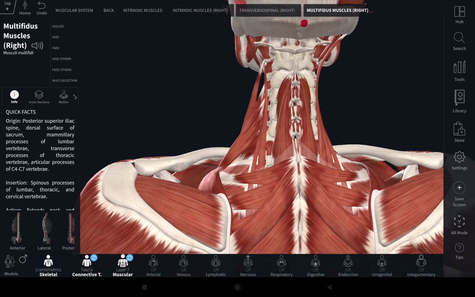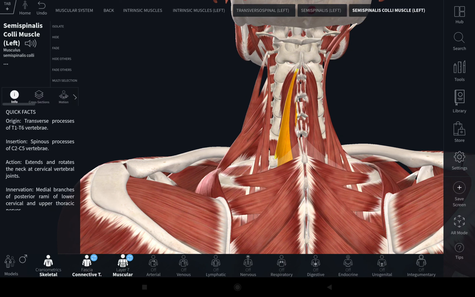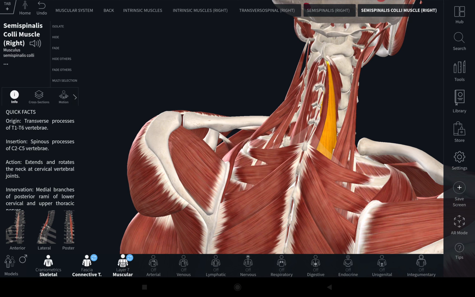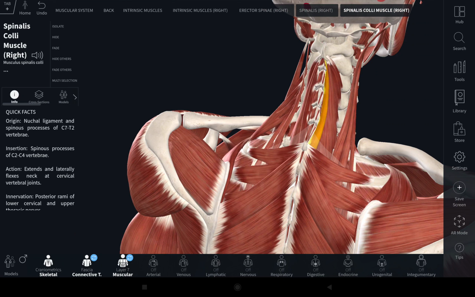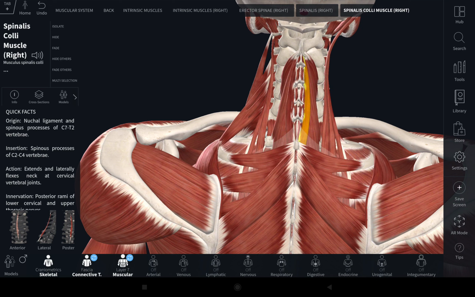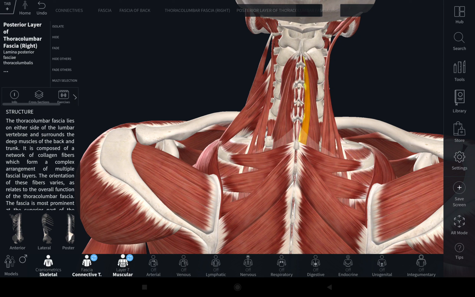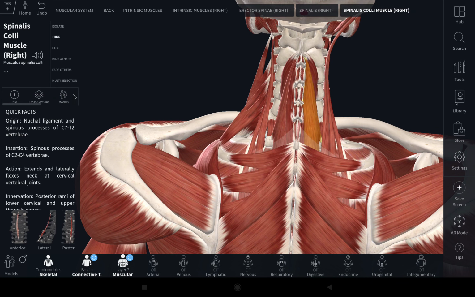And then there is a muscle which is called the semispinalis colli muscle. This is the semispinalis colli muscle, and beside it, this is the spinalis colli muscle. We remove them.